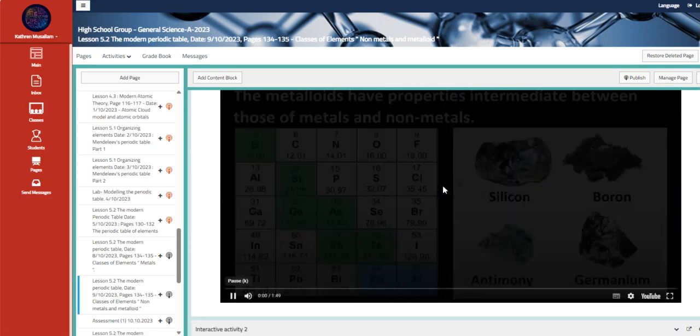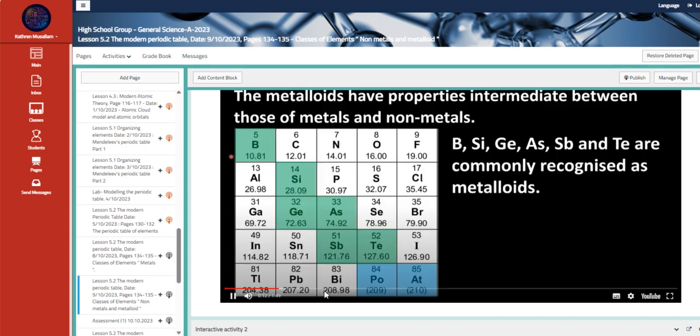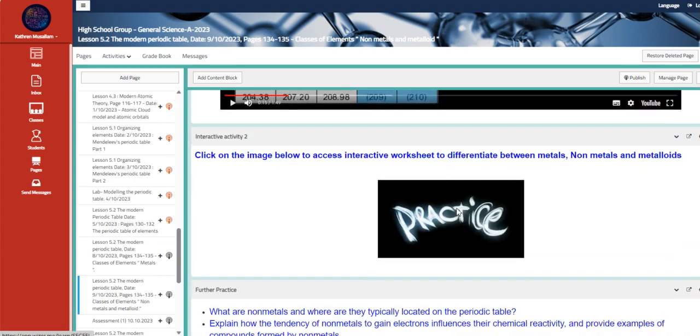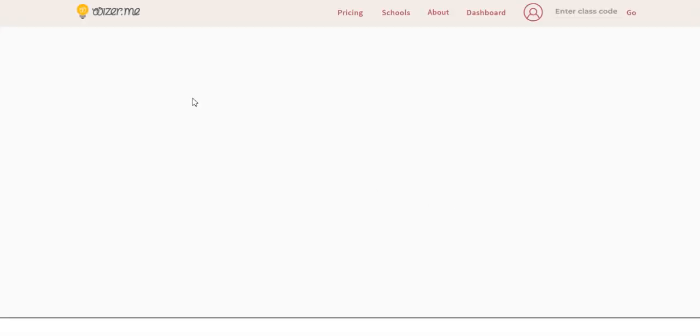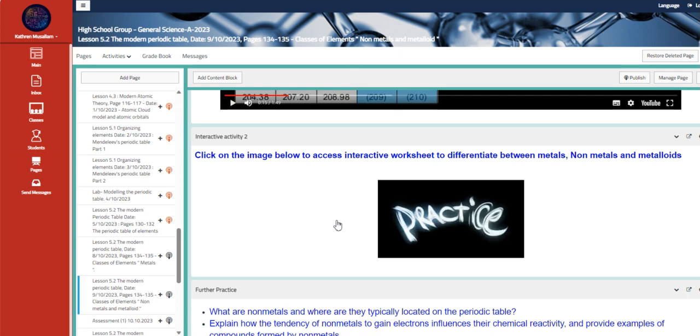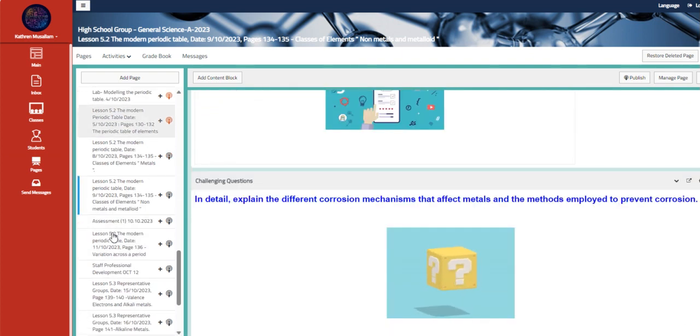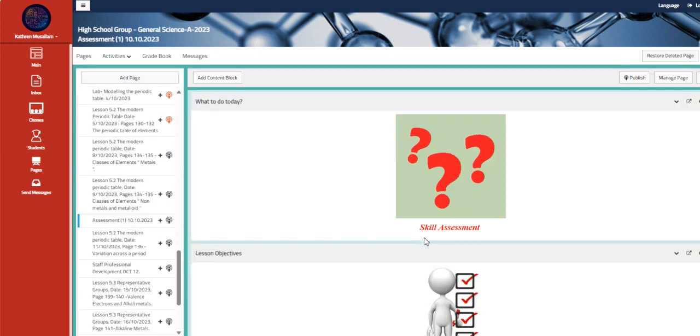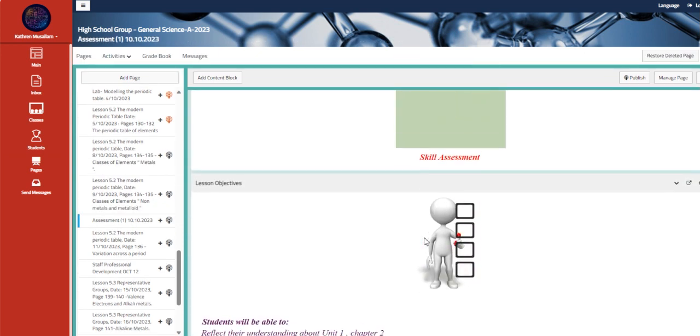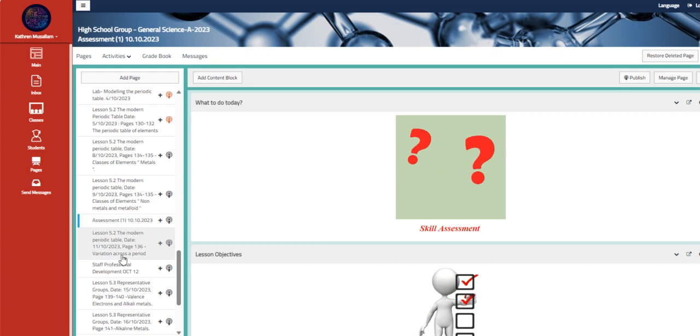Here we have about the metalloids. This is arsenic, antimony, and tellurium. Also, this is an interactive worksheet from WiserMe, and those are the further practice. So, also we have here your first assessment. You are going to be assessed on Unit 1, Chapter 2.